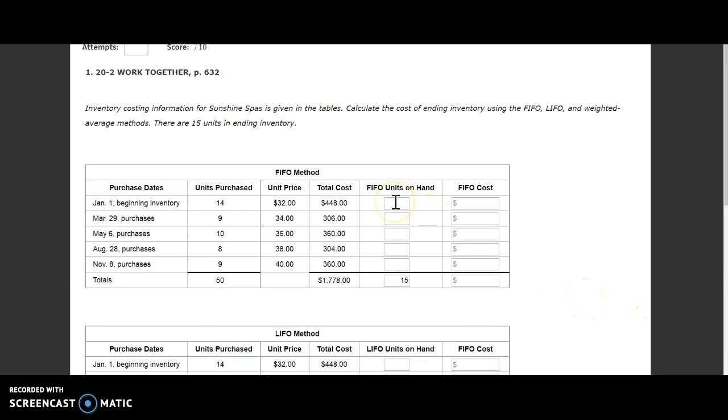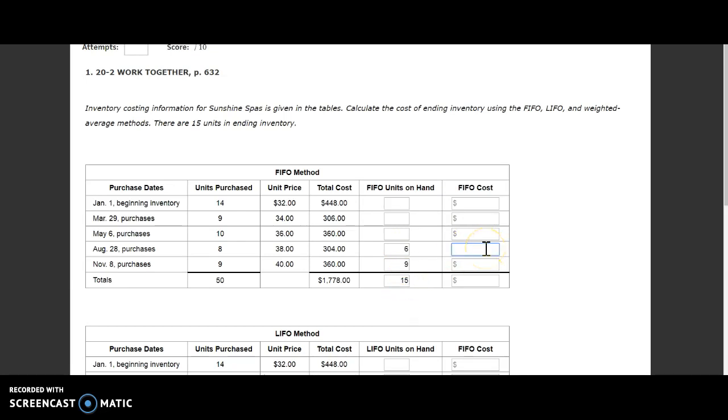Now, first in, first out, what that means is that the first ones that I've purchased are going to be the first ones that I've sold. So the ones that I have left over are going to be the last ones that I've purchased. So I'm going to start from the bottom here. And on November 8th, I purchased 9. So I'm going to take all 9 of those. Now, 15 minus 9 leaves 6 more. So I need 6 more from this August 28th purchase. Okay, so 6 plus 9 is 15. That's what I have left on hand.